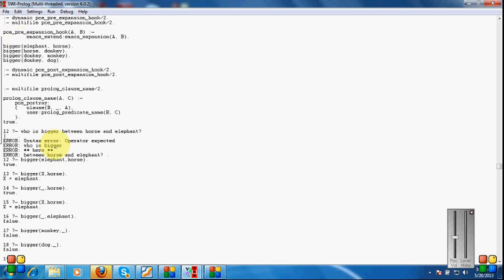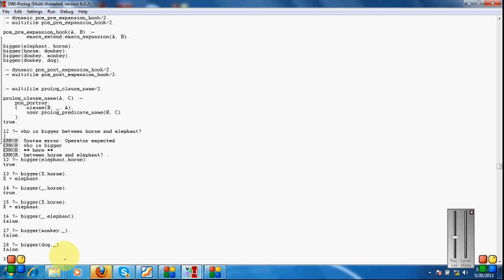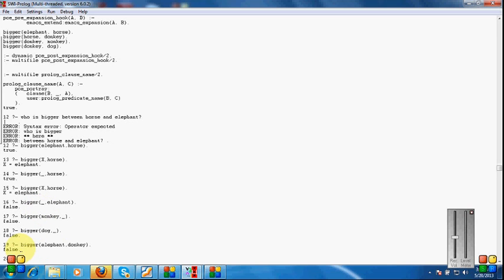So this is about the general interaction, and you can ask many different questions. Now here I will take a turn. Since elephant is bigger than horse, and horse is bigger than donkey, and donkey is bigger than dog, by transitivity elephant should be bigger than donkey, monkey, and dog. Now I ask the question, is it true that elephant is bigger than donkey? So I will ask like that: bigger(elephant, donkey). I ask this question, and it comes out false.